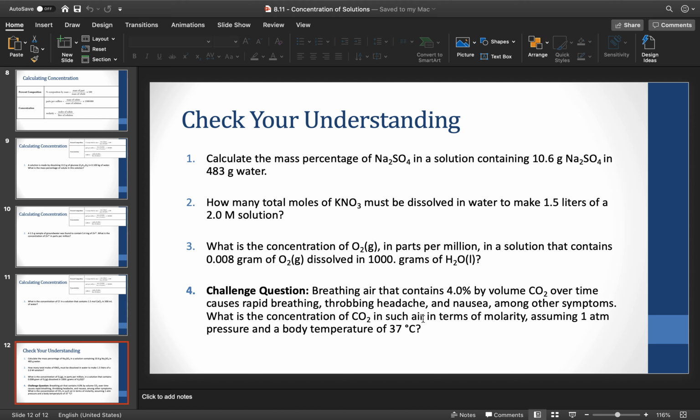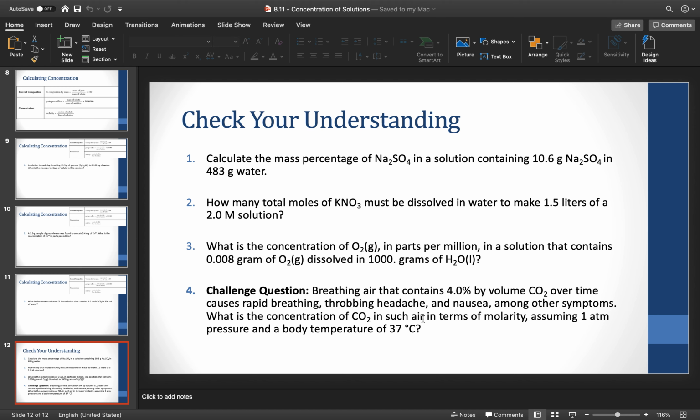So if we have 0.04 liters of carbon dioxide, and if you remember, at STP, 1 mole of a gas takes up 22.4 liters, I can figure out how many moles of carbon dioxide I have in 0.04 liters. So I do this simple equation, which ends up being 0.04 divided by 22.4. So in that 1 liter of air, I have 0.00179 moles of carbon dioxide. Now, that's in 1 liter, right? So if we want a molarity, we can just do moles per liter, and that should be the molarity.